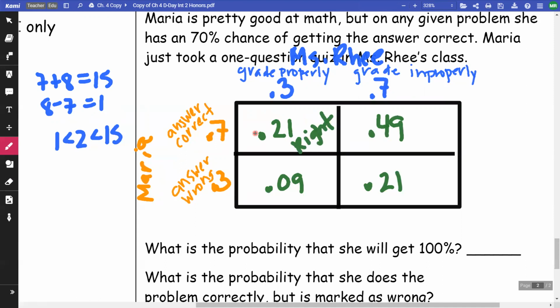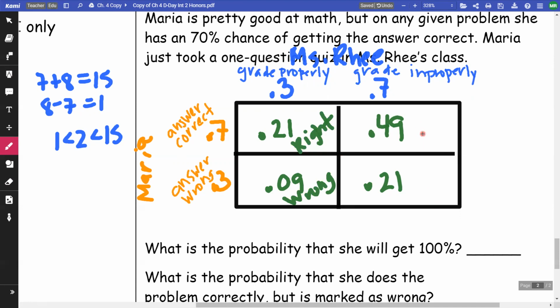Okay, she got that marked right by Ms. Rhea. Now here in this spot, Ms. Rhea graded it properly, Maria answered it wrong. So this one, Ms. Rhea marked as wrong. Over here, this column, this is where Ms. Rhea was daydreaming and marked things not properly.